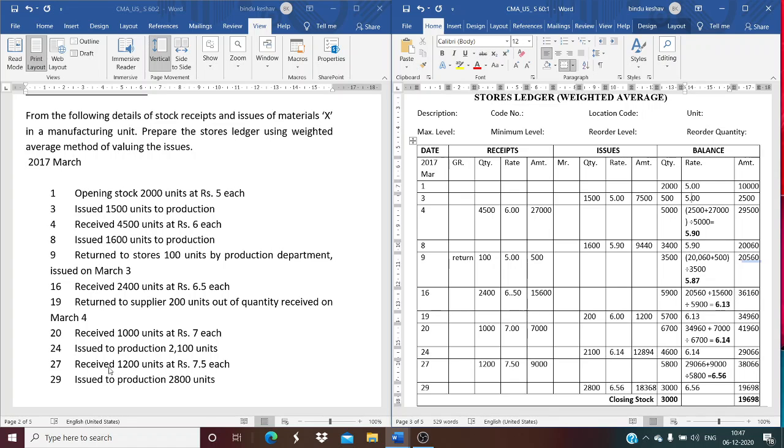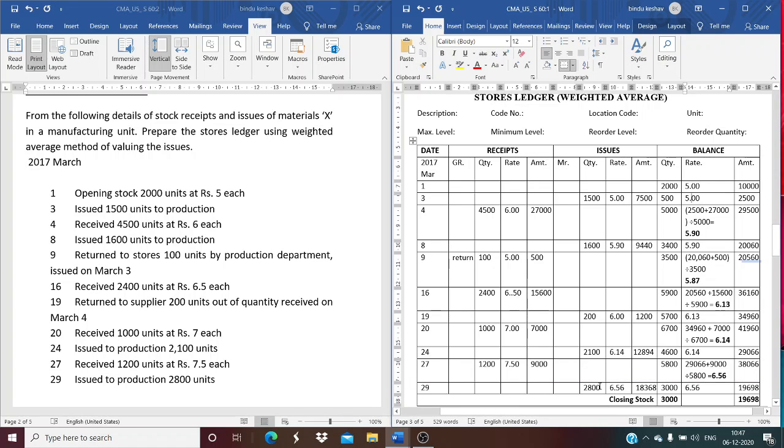And on 27th received 1,200 units at rupees 7.5 each. So there is receipts 1,200 units at rupees 7.5, it is 9,000. So the new quantity will be 4,600 plus 1,200, 5,800, and the new weighted average price will be the value of materials 29,066 plus 9,000 divided by the quantity of materials 5,800, 6.56. So value is 38,066.